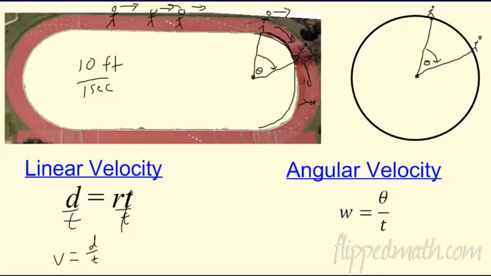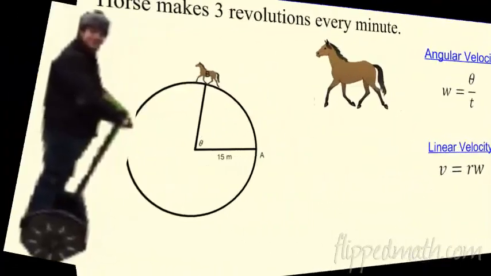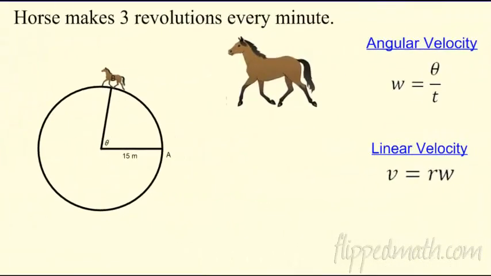So angular velocity is this. W equals theta over time, where W is the angular velocity. W means angular velocity. Theta is the angle we're looking at, and we're just changing it over time. So let's do a problem and see what it could look like.